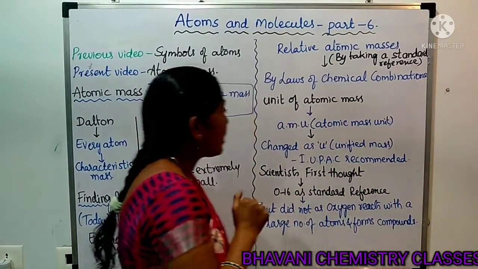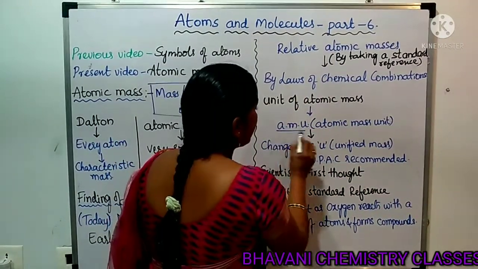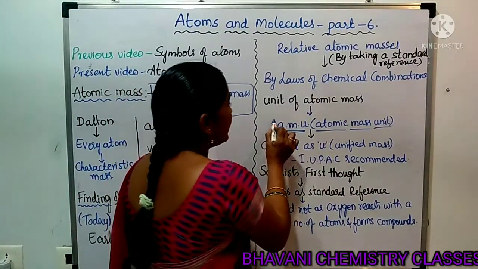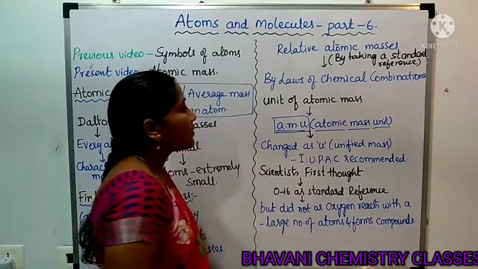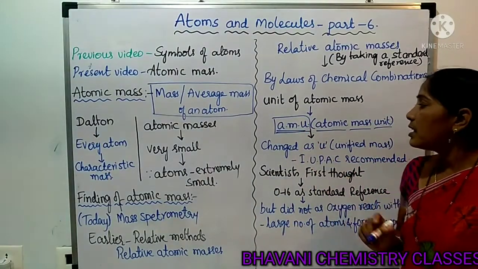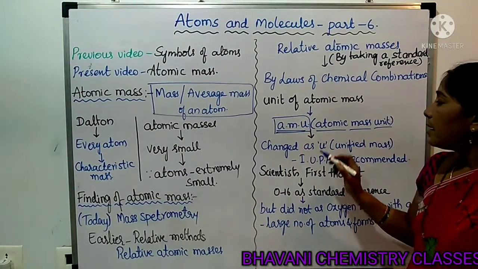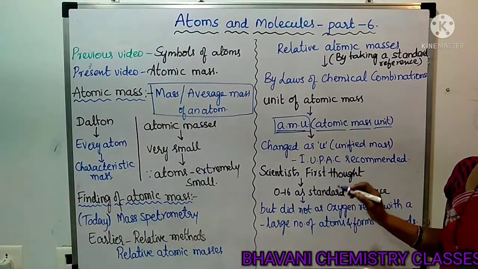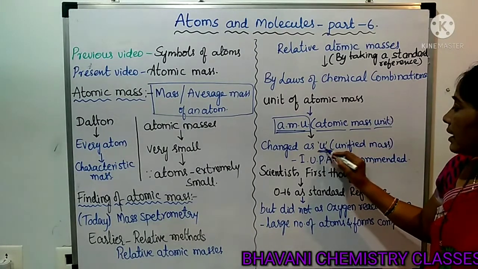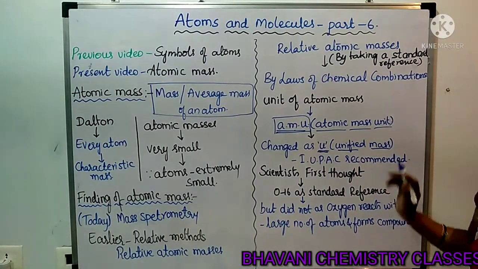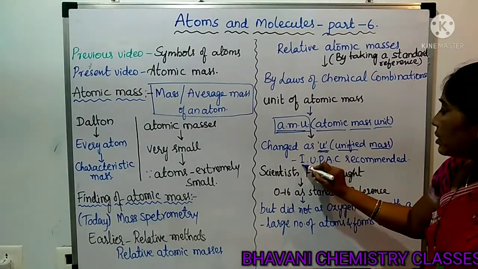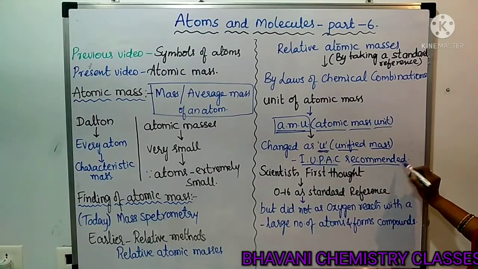And for this atomic mass, one unit is assigned. That unit is known as what? That is the atomic mass unit. It is shortened as AMU. A for atomic, M for mass, U for unit. But this AMU was changed to U after some days. U refers to unified mass. It is due to the recommendation of IUPAC.